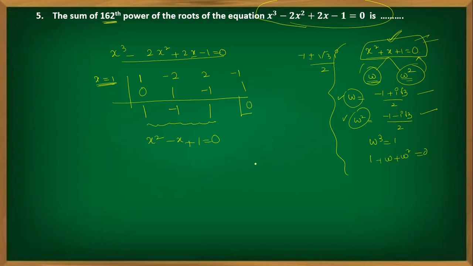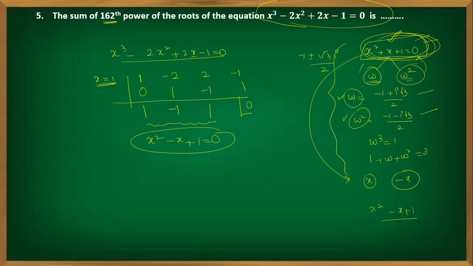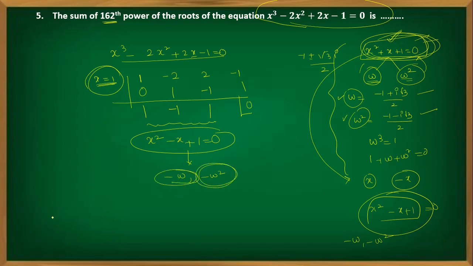Okay, now what is the difference between x square minus x plus 1 equal to 0 and x square plus x plus 1 equal to 0? See, in x square plus x plus 1 equal to 0, simply you replace x by minus x. If you substitute minus x in place of x, what you get? Minus x whole square, which is x square, minus x plus 1. So this is the equation you get, right, if you replace x by minus x. So what are the roots of this? Roots of this are minus omega, minus omega square. So we got all the 3 roots. One root is 1, the second root is minus omega, and the third root is minus omega square.